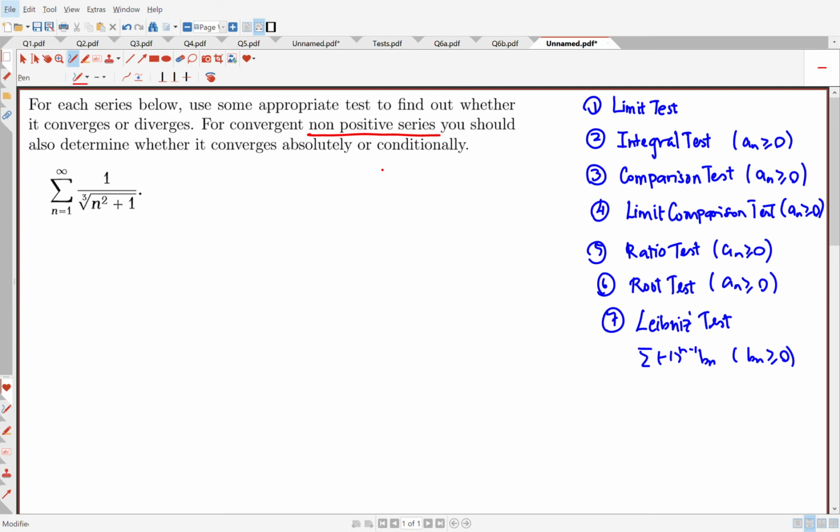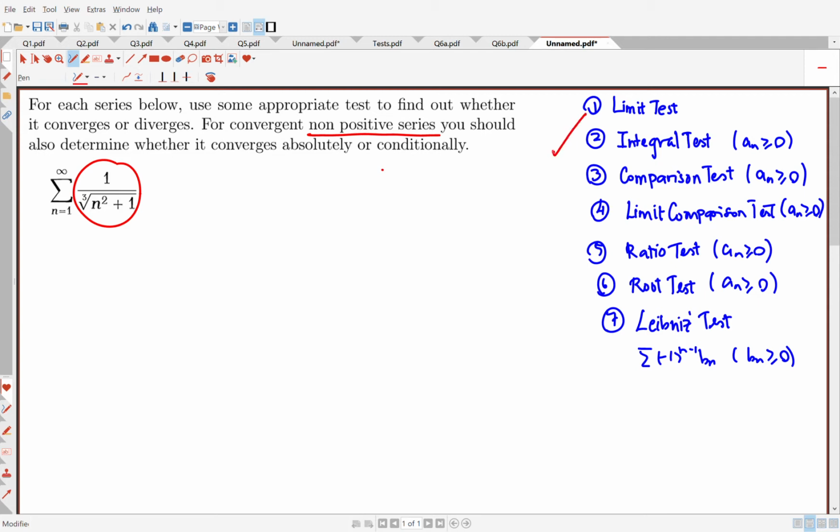Q6c. Okay, this is more than or equal to 0, so it is not a non-positive series. Okay? So we do need to check the one with absolute value. So let's do this. First, limit test.